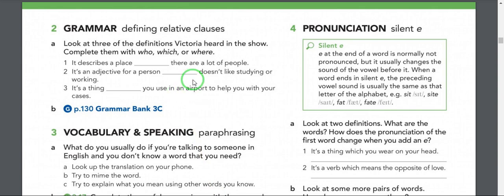Please do it. Be ready with the answer. And now let's go to Grammar Bank, page 130.